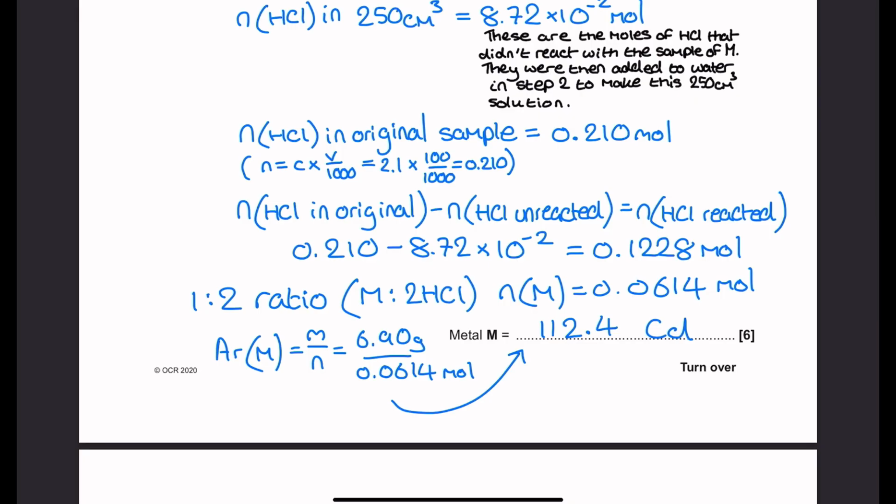We are told, and we figured out as well with the reaction equation in the first part of our answer, that the ratio between the metal and HCl is 1 to 2. So what that means is, if I know the number of moles of HCl that reacted with the metal, if I was to half that value, that gives me the number of moles of the metal M that were involved in that reaction in stage 1. I can now do mass divided by moles, and it tells me that my metal is going to be something with a molar mass of 112.4, and that's cadmium.